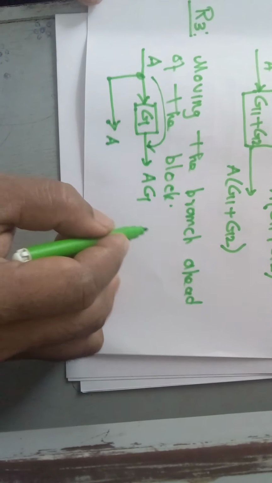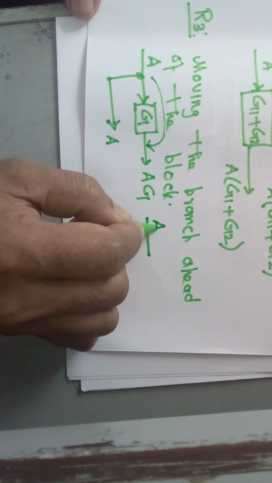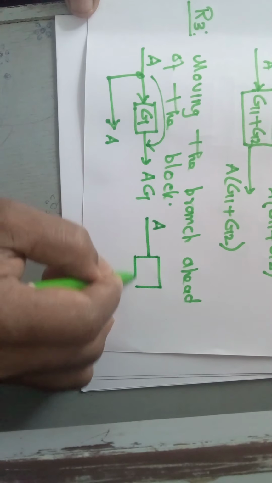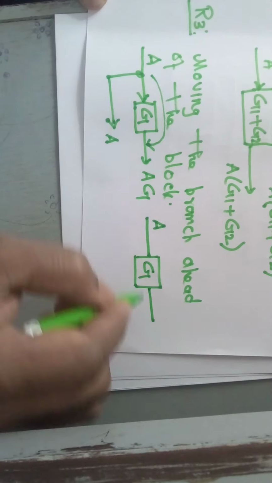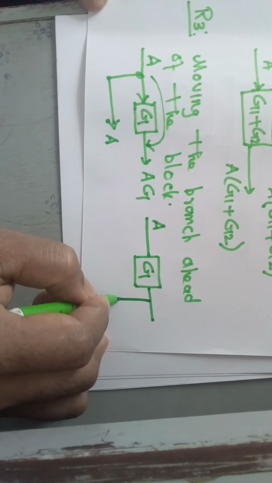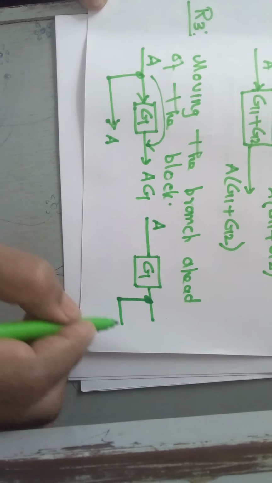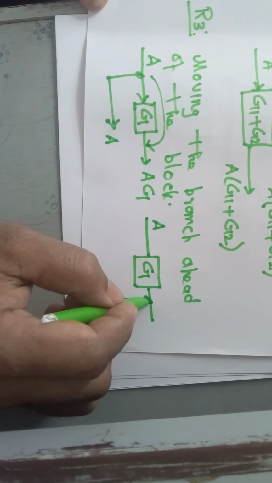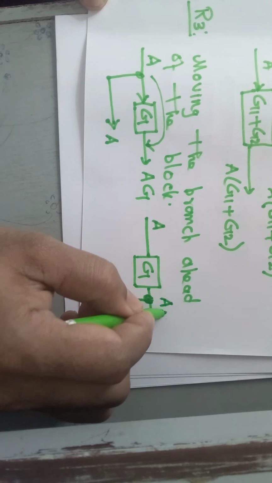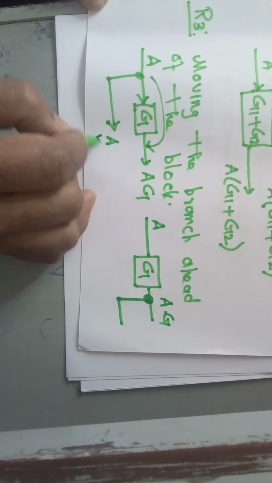We can achieve this as follows. This is your input, and you are applying this input to G. Now I am moving this branch point, so I am taking the output from this point. But I need the output A from this line also. What will be the output at this point? It is A into G, but the output from this line also should be equal to A.